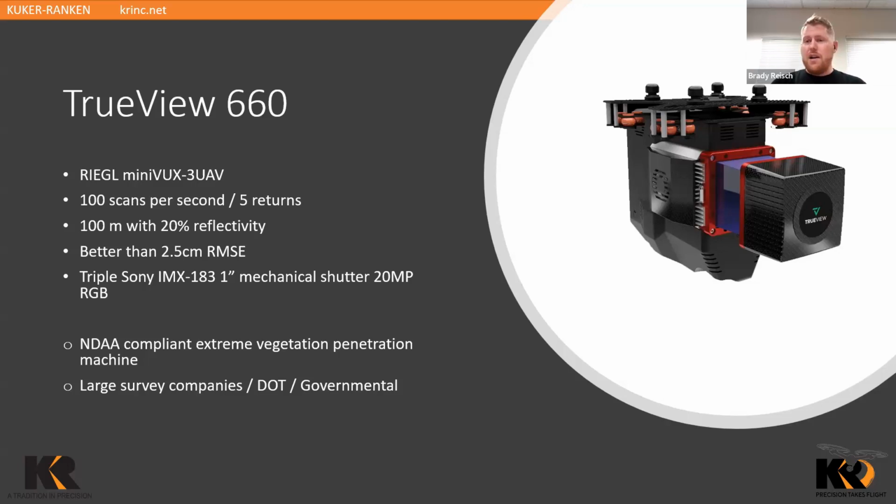And then this also has triple Sony cameras. This can also be changed out for even higher end Sony cameras as well, but it's got 3 of them. So instead of one sticking straight down, or the 2 looking port and starboard, we have a third one that looks down, and you also have port and starboard looking in either direction, which gives us even more information. This system is also NDAA compliant and is fantastic for any extreme vegetation penetration, which is something that a lot of large survey companies, Departments of Transportation, or even governmental users would be using these types of systems for.